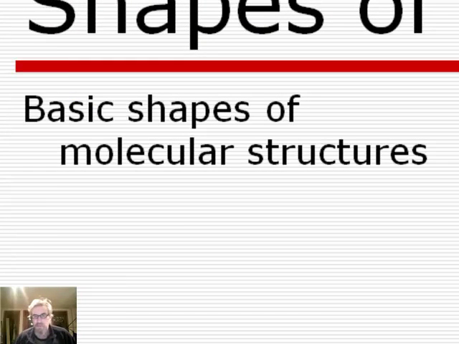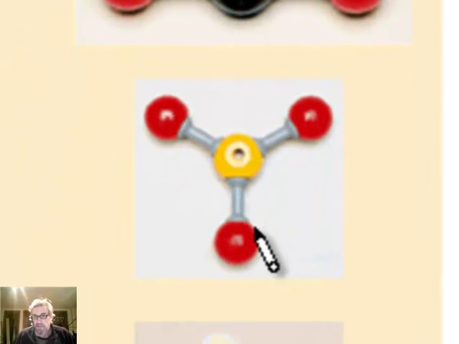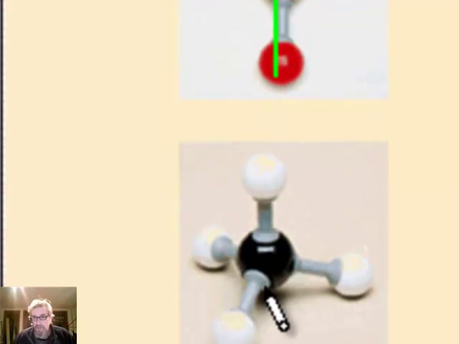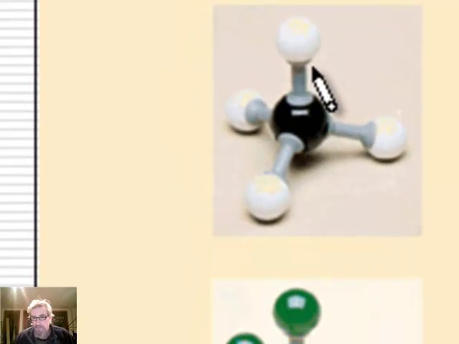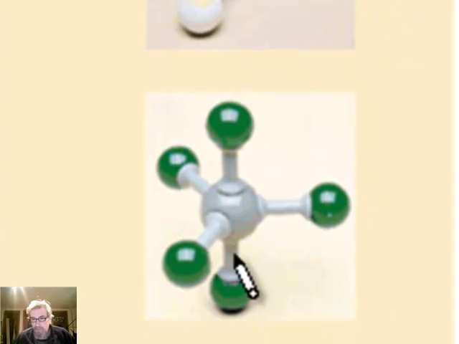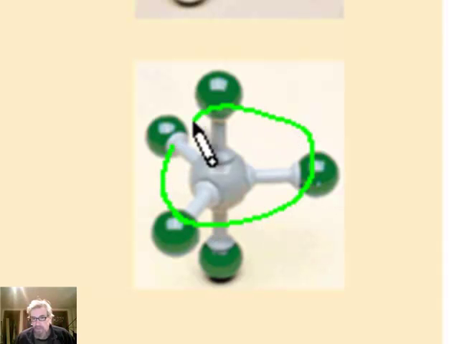So let's just summarize these basic shapes here. We've got linear: 2 outside atoms, 1 central atom, 180 degree bond angle. Then you have trigonal planar, a flat molecule, 1 central atom, 3 outside atoms, 120 degree bond angles. Then we have tetrahedral, 1 central atom, 4 outside atoms. All bond angles are 109.5 degrees. And then we have the trigonal bipyramidal. In trigonal bipyramidal, we have a central plane, an equatorial plane, that has 120 degree bond angles, and then these axial bonds are 90 degrees from that central plane.